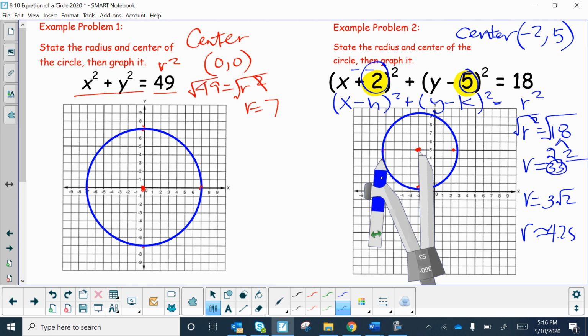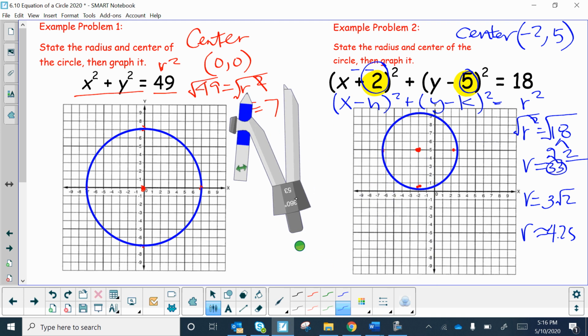Okay, so my smart notebook isn't that great, so probably sketching it would have been a little bit better. And again, that's fine, because you're going to graph some on your homework. Okay. All right, so just the sketch is good.